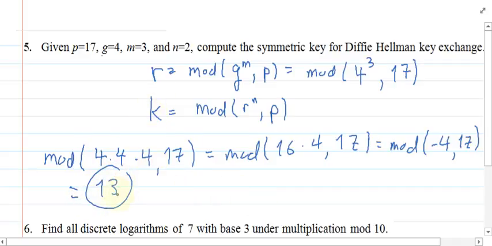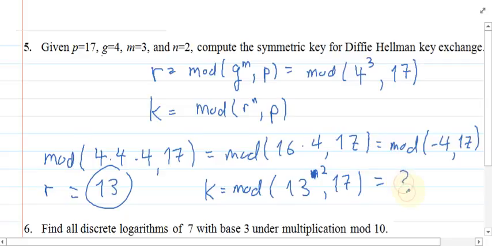All right, then to find K, so this is my R. Then to find K, I'm going to get 13 to the n mod p, and p is 17. I'm sorry, but n was equal to 2, so I'll just replace that with a 2. And then you can figure out what that is. I don't remember, but you can figure that out easily. Actually, 13 squared is 169. So that's 169, which is 1 less than 170. So that should be the same as minus 1. Minus 1 mod 17 is 16, so it should be 16.